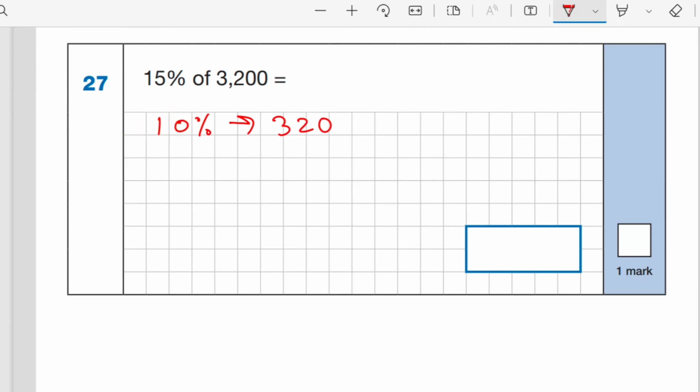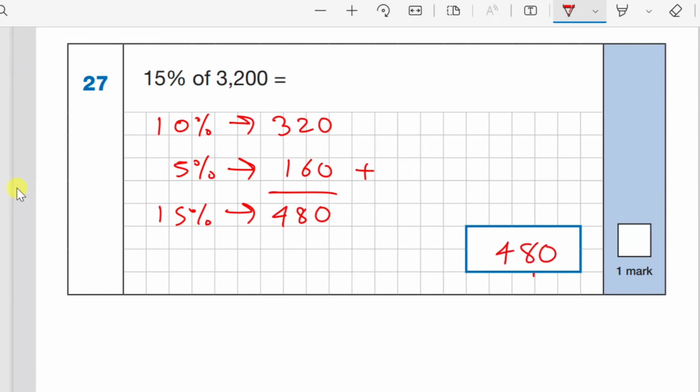And then let's find, in fact, you know what we don't have to do? Let's find 5% because that's half of 10%, isn't it? Well, to find 5%, you just half your 10% value. So you half 320, which is 160. And now, to get 15%, you can literally just add up your two answers. So 320 add 160. If you do that, you should get 480. Okay, nice.